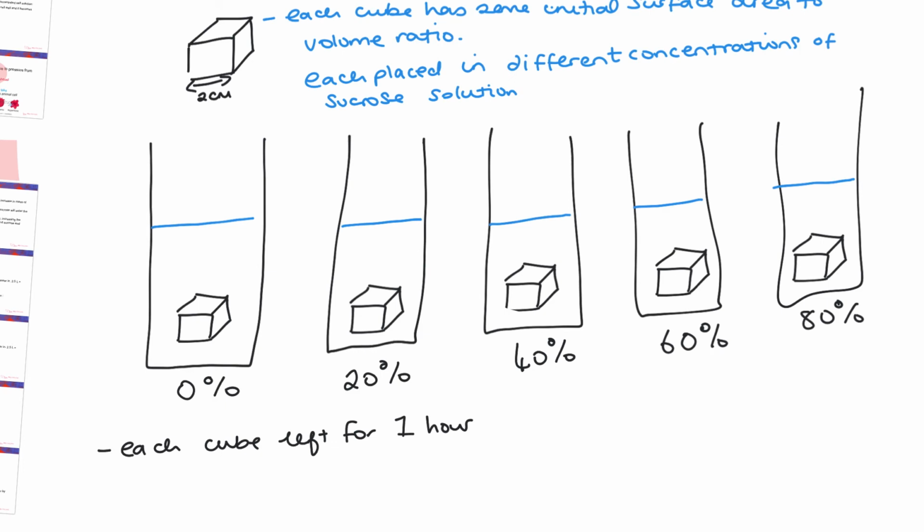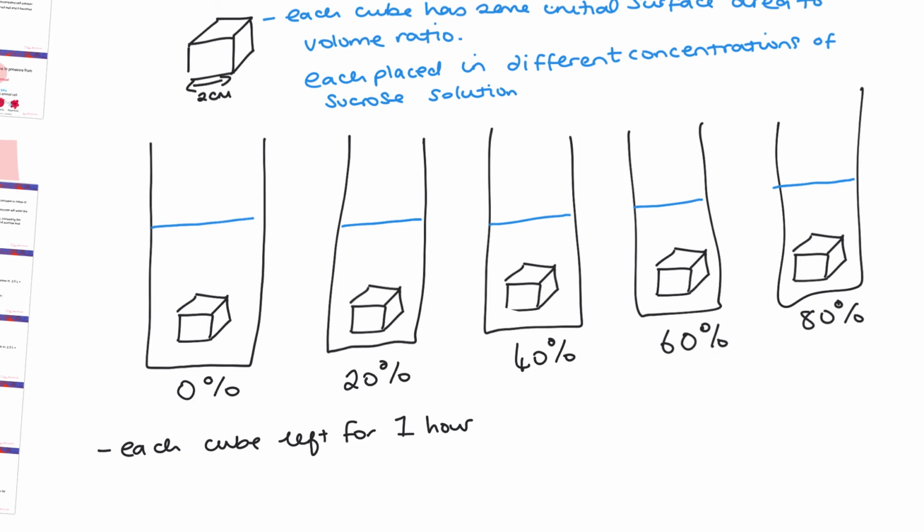Just imagine a situation where a student takes some cubes of potato. She's going to ensure that each of these cubes of potato has the same initial volume. So they are each a cube, and each side of each cube is 2 centimeters wide. So each cube has the same surface area to volume ratio. And she's going to place each of these cubes into a different solution of sucrose, so different concentrations of a sucrose solution.